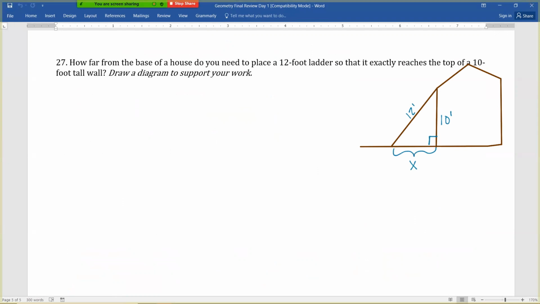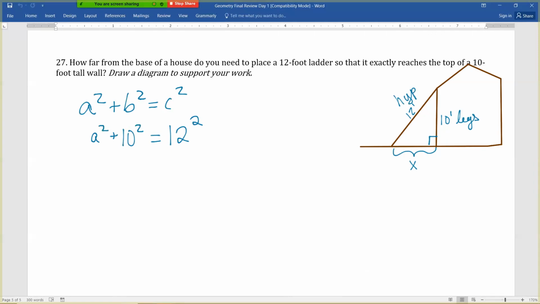This is just a fancy way of giving you a Pythagorean theorem problem. So we have a right triangle. We know the hypotenuse, and we know one of the legs. So we're going to use a squared plus b squared equals c squared. Make sure your hypotenuse is plugged in for c squared. So that hypotenuse, you're going to have to take 12 squared on that side. The other two don't matter. So I'm going to leave it as a squared plus 10 squared equals 12 squared.